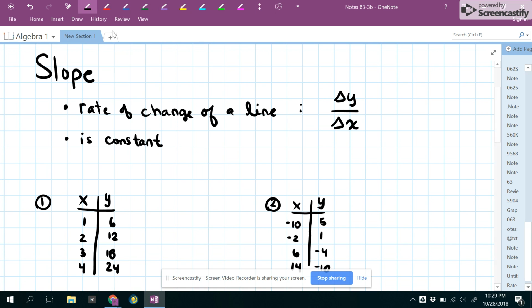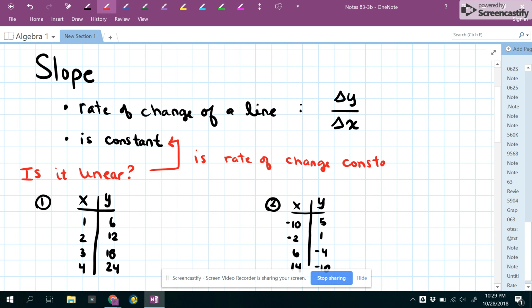So we're going to start with deciding, are the following tables linear or not? Which means the same thing as, is the rate of change constant? Is it the same ratio every time?